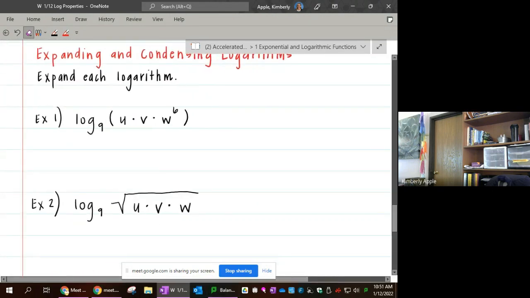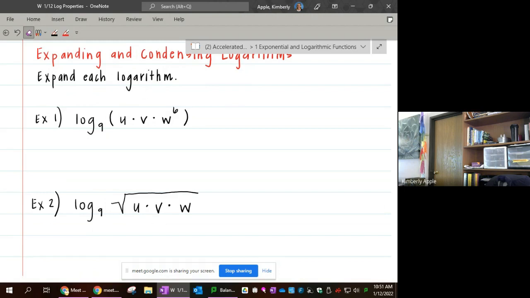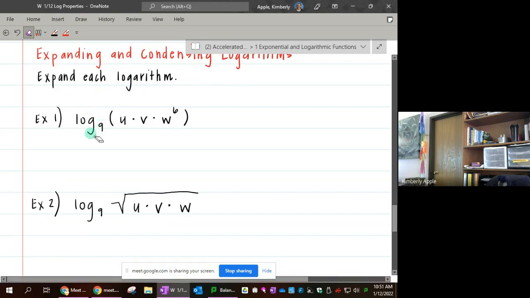All right, so we are expanding and condensing logarithms. When we expand, we write it as a bunch of separate logarithms. We're not going to get to condensing today, we're just going to do the expansions. In order to do this, I'm going to use the three properties that we just learned: product, quotient, and power properties to rewrite these. Notice right now, it's a single logarithm. I'm going to stretch this out to where it's a bunch of logarithms.